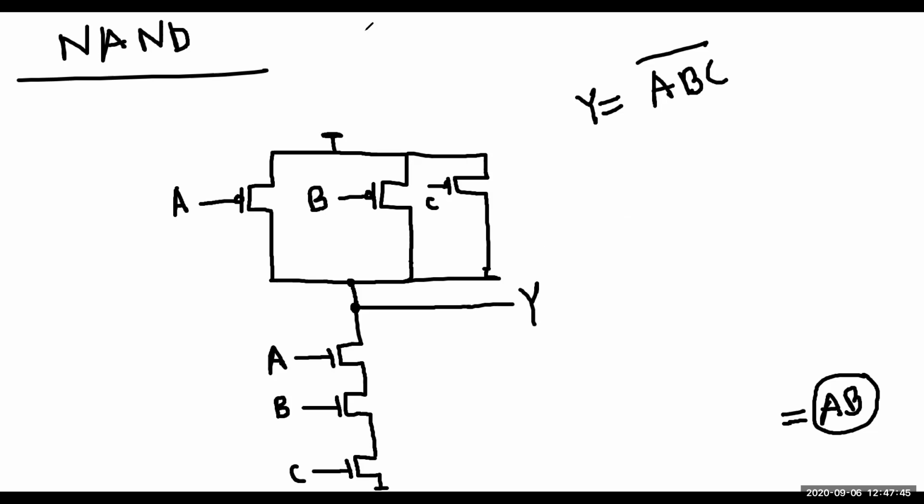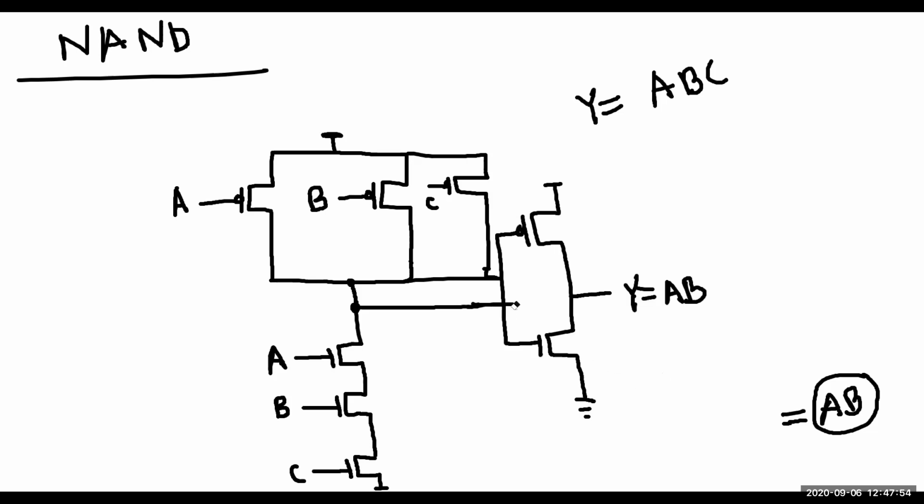Now again, if I do not need the bar, then we will add the NOT gate, like this. Understood? Yes, sir. Exactly like that. So that time it is ABC, with the NOT gate. Understood, everyone? Okay.